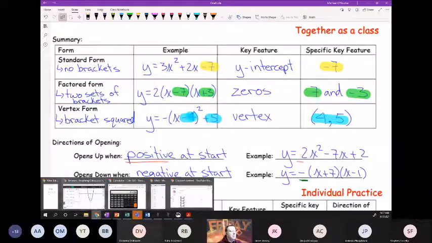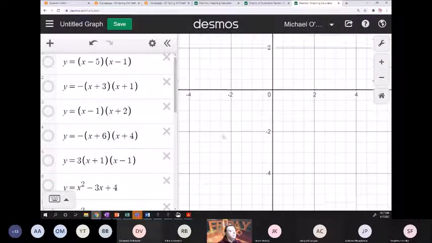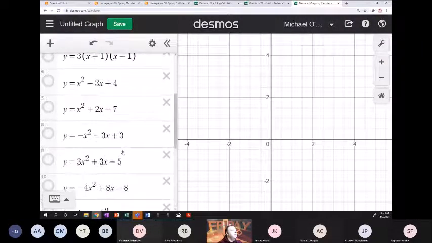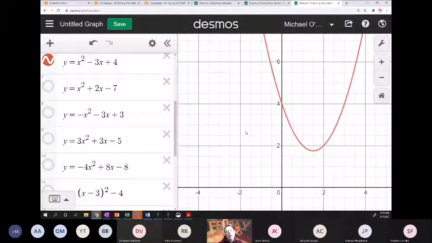Standard form. So I'm going to do the same thing. I'm going to click on this one. And I want you to try to make a connection between this formula and the graph that's going to show up here. Put a Y in chat if you think you see the connection between the formula and the graph.